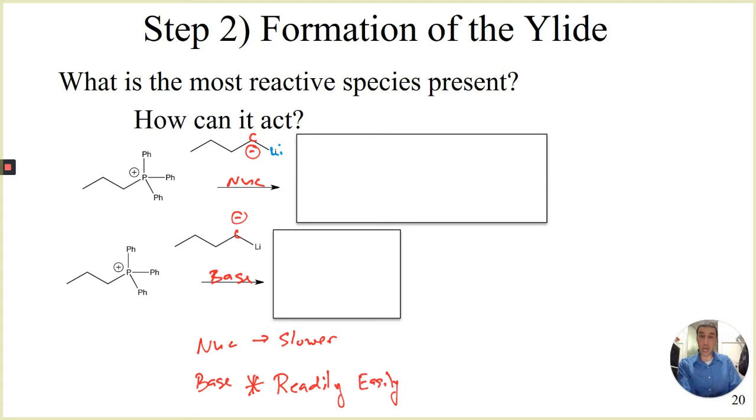So if we were to draw it out acting as a nucleophile, that carbon could potentially come in, backside attack, fix the phosphorus. Our result would be, there's our starting 3 carbons, here's that new bond, and then our butyl lithium with 1, 2, 3, 4. Remaining piece would be PPh3.